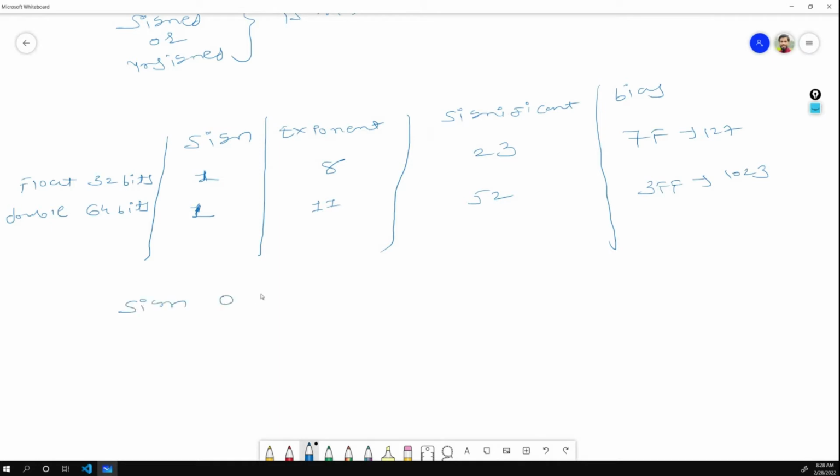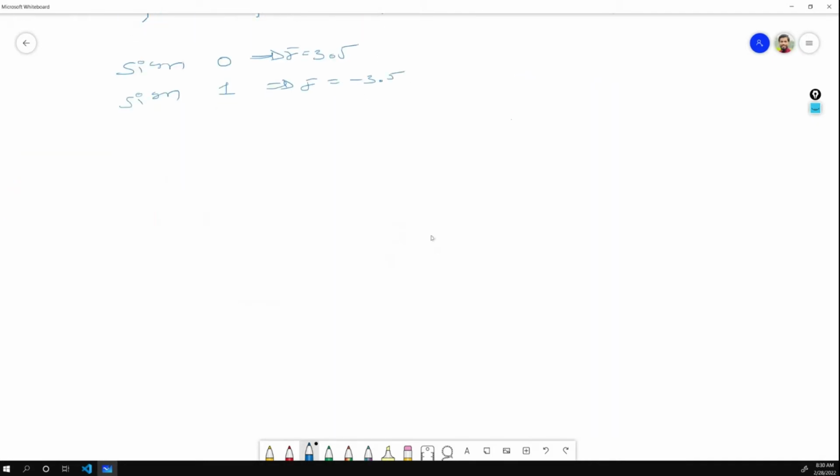Sign 0. Suppose my number is 3.5, F is equal to 3.5. This is a positive number, so the sign bit is 0. Suppose the sign bit is 1, that means my number is negative. First write down this table. Now we will see the steps.